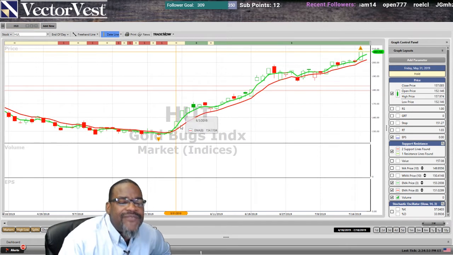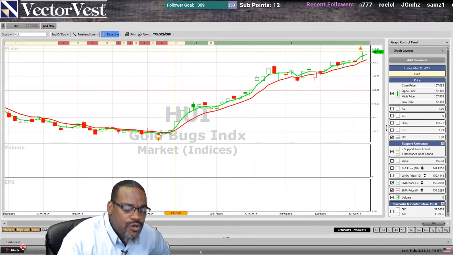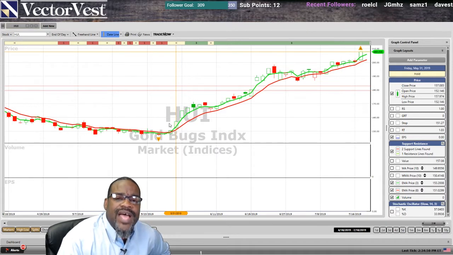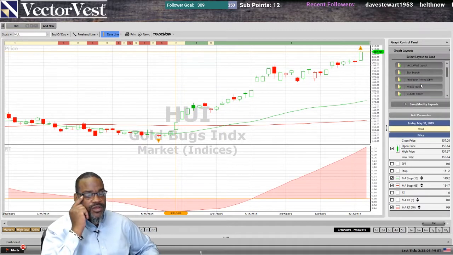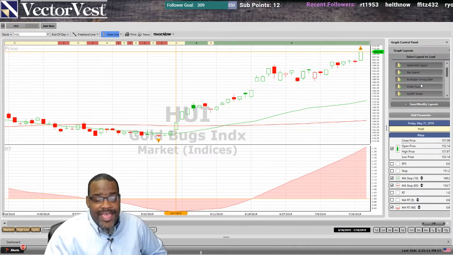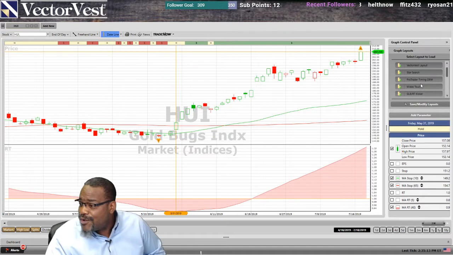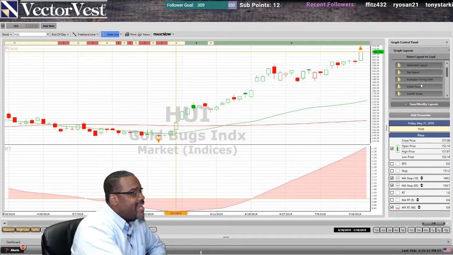So let's see if our template could have gotten us in, or how early it would have gotten us in, besides just looking at the 3 and the 8 exponential moving averages. We have a layout called the Midas Touch. Just like King Midas, everything he touched turned to gold. You remember that song? I got that Midas touch. Everything I touch turns to gold. Oh, baby. All right, so this is the Midas Touch.